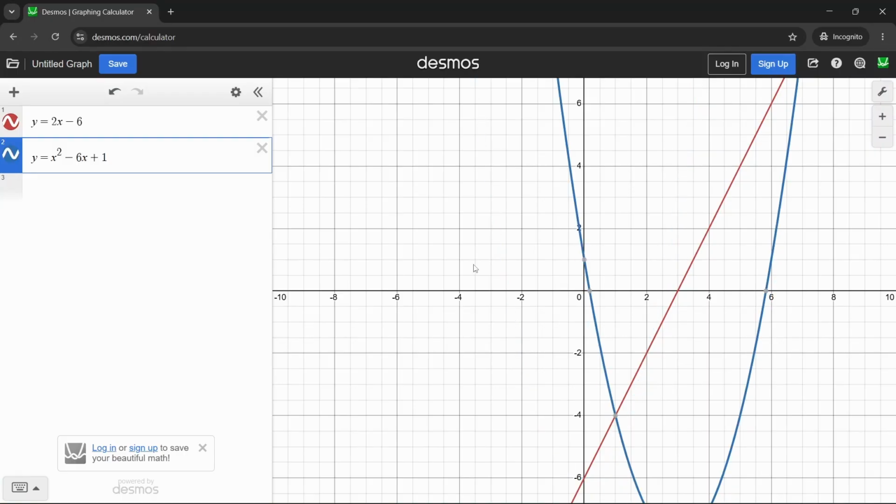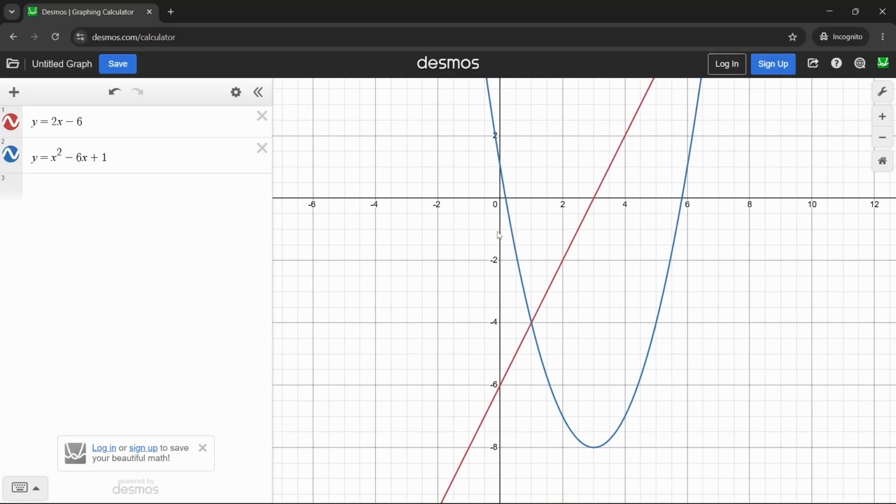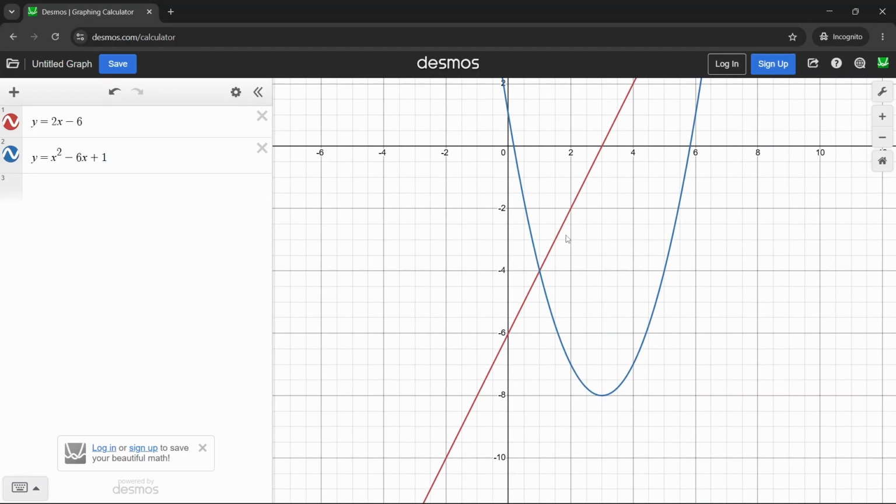And then the solutions are going to be the intersections. We are expecting there to be 2 solutions, 1 solution, or no solutions. Because a quadratic is a parabola that opens up, that is this U shape, and then the linear 2x minus 6 is this line here. We're looking for the intersections, and it looks like we have 2 intersections. We can simply click here and find a solution, 1 comma negative 4.